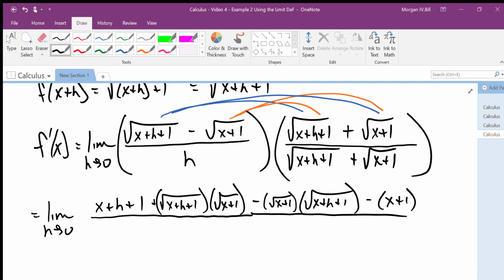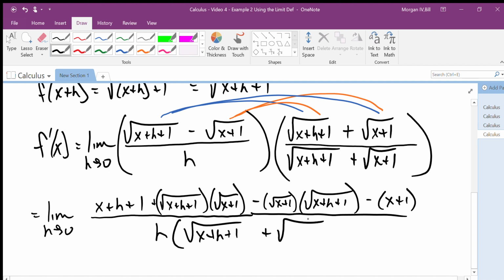Oh, I forgot my h. Divided by h. Divided by h times, don't distribute here, square root of x plus h plus 1 plus the square root of x plus 1. Just leave that in parentheses in the denominator. Okay, so my two middle terms here will cancel.